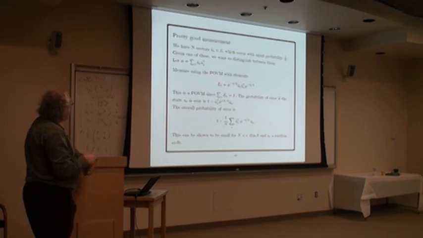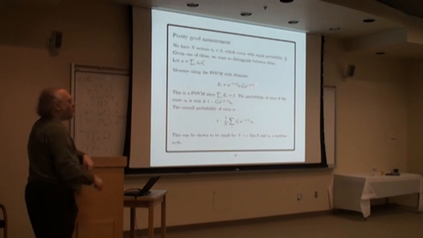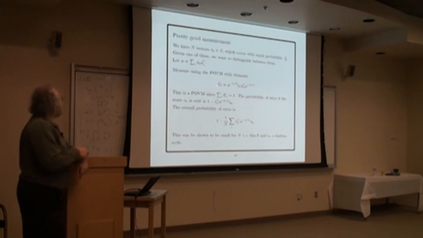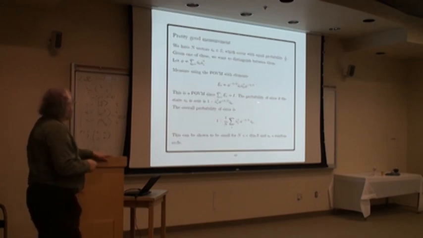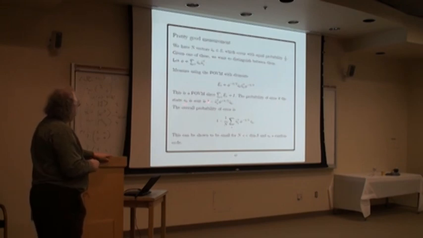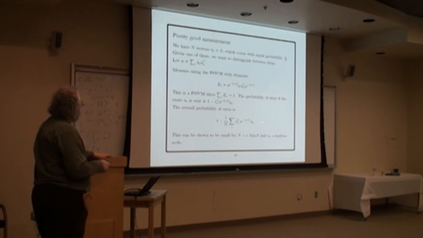So the POVM we measure uses elements v sub i equals phi to the minus one half, u sub i u sub i dagger, phi to the minus one half. When you add up all of these, you get phi to the minus one half, phi, phi to the minus one half. So the sum of these is the identity, and that means that this is a POVM. And the probability of error for the state u sub i is just one minus u sub i dagger phi to the minus one half u sub i. This is a calculation you have to do. And now the overall probability of error is this.